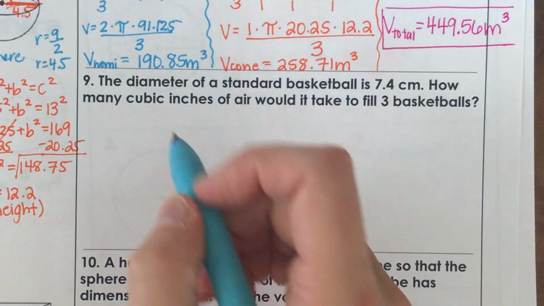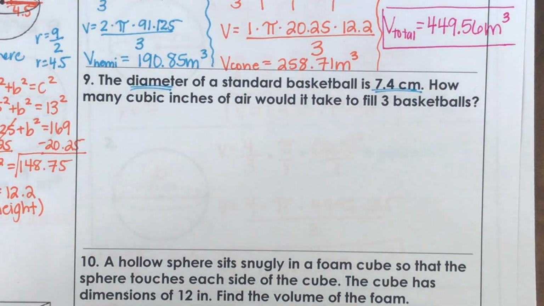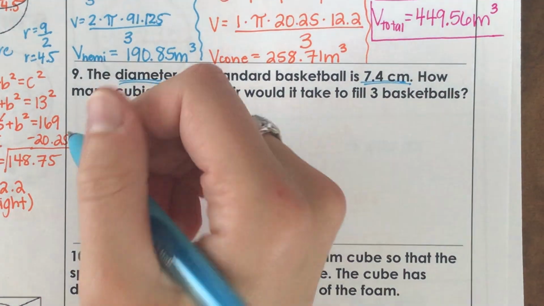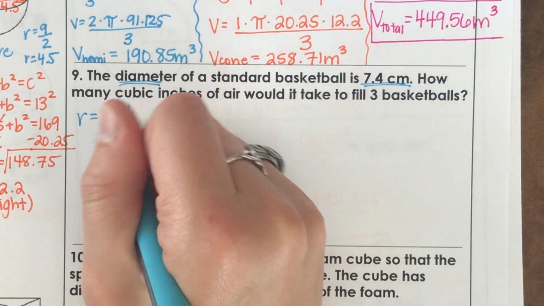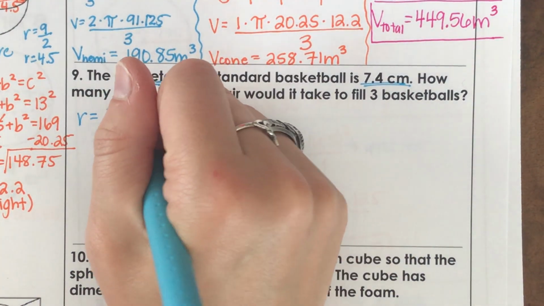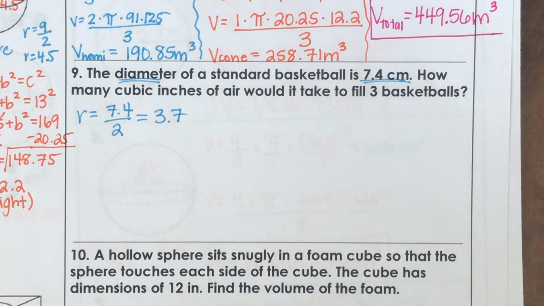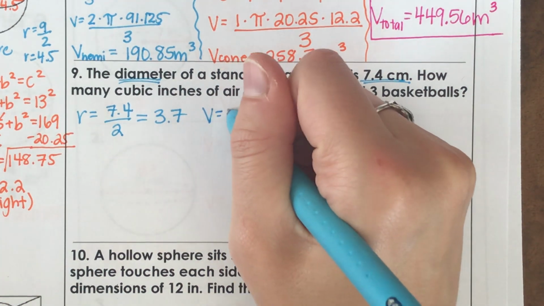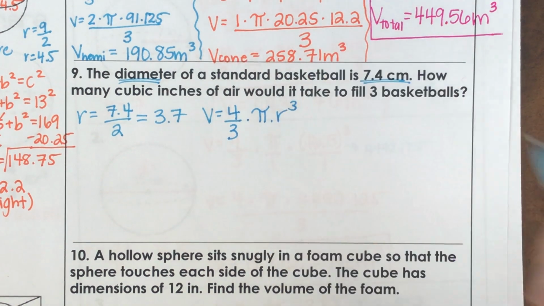First thing I got to do is I know that the diameter is 7.4. Well, in order to find the volume of a sphere, I need to know the radius, not the diameter. That's unhelpful. So to find the radius, I'm going to take the diameter and divide it by 2. And when I do that, I get 3.7 is my radius. Now I'm just going to take that and I'm going to plug it into the volume formula of a sphere.